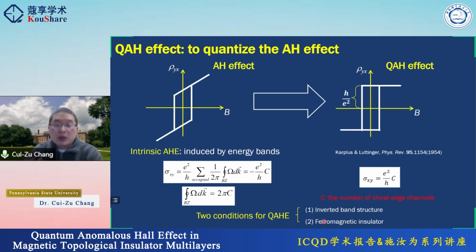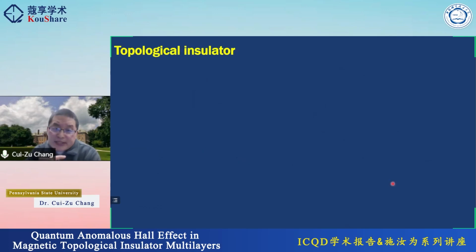So if we want to realize the quantum anomalous Hall effect, we need to find a material with these two conditions. And the Chern number C here usually determines the number of edge states, the chiral edge states, in quantum anomalous Hall insulators. Later we will talk more about these Chern numbers. And in 2006, the discovery of the topological insulator made the search for the quantum anomalous Hall effect become possible.